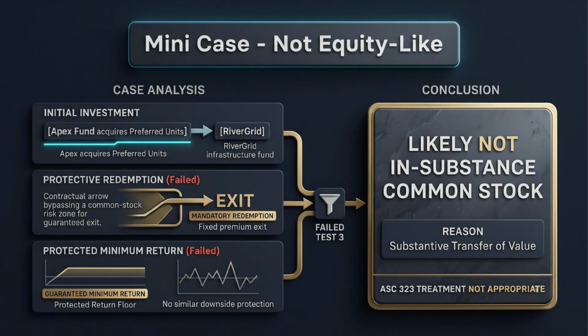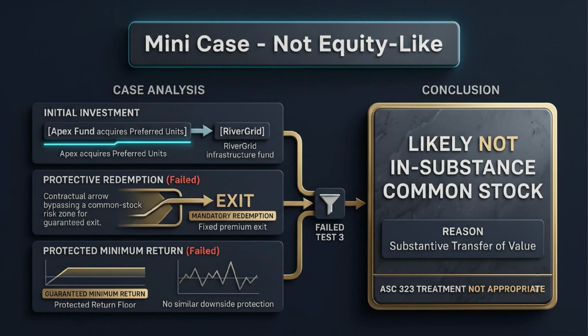Now compare that with Apex Fund and RiverGrid. Apex acquires preferred units with a mandatory redemption clause at a fixed premium. Apex also receives a protected minimum return even if common unit holders perform poorly. Common shareholders do not have similar downside protection or guaranteed exit value.